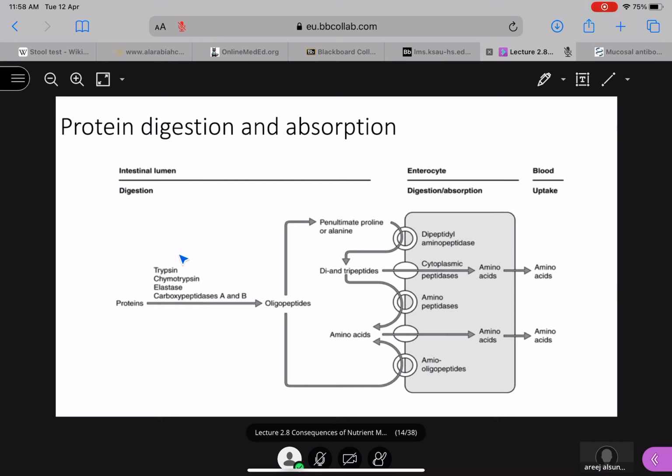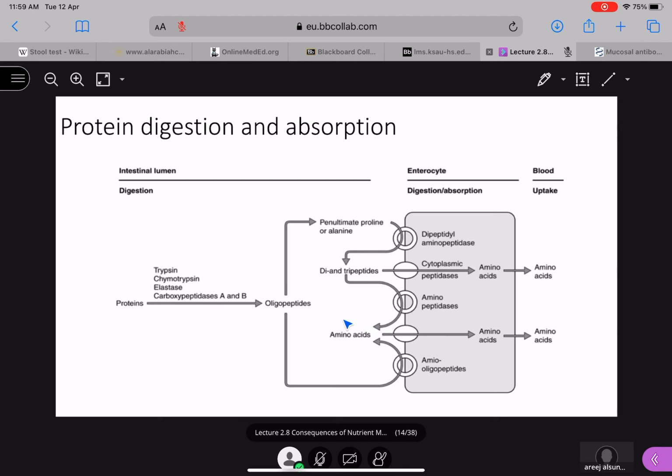So by the action of trypsin, chymotrypsin, and all other enzymes, the protein will be converted to oligopeptides, which are smaller molecules. If it is an amino acid, then this amino acid will be absorbed directly into the enterocyte. If the oligopeptide is in the form of di or tripeptide, then again this di and tripeptide needs to be digested to the basic block, which is the amino acid. The same idea as with carbohydrate. As we said, carbohydrate can only be absorbed if it is monosaccharide. Protein is absorbed as amino acid.